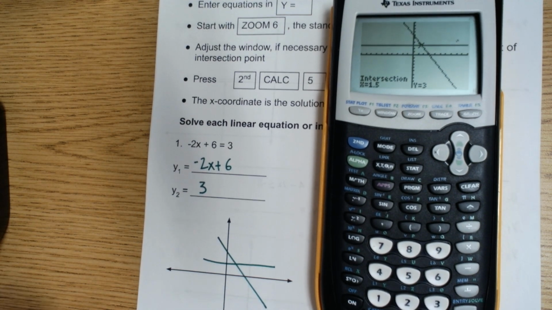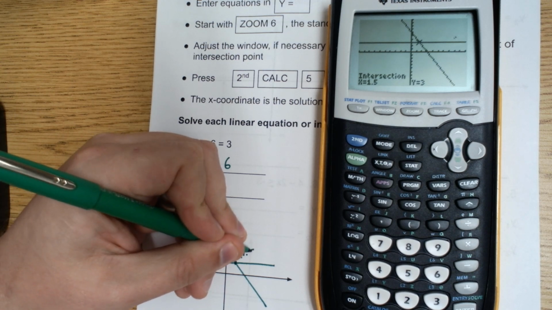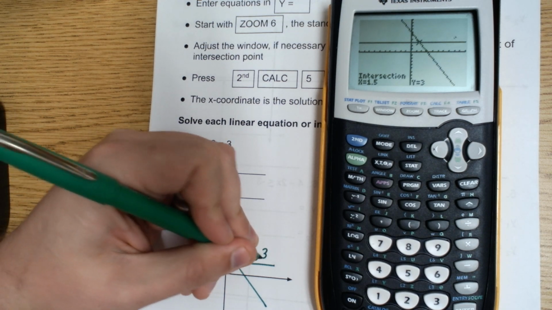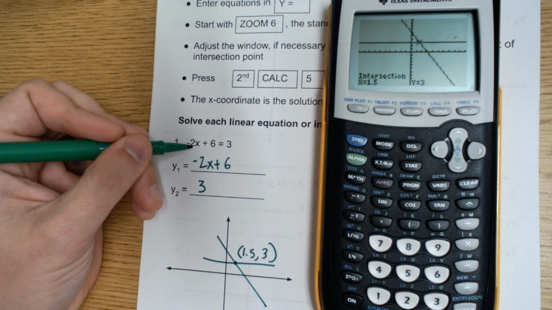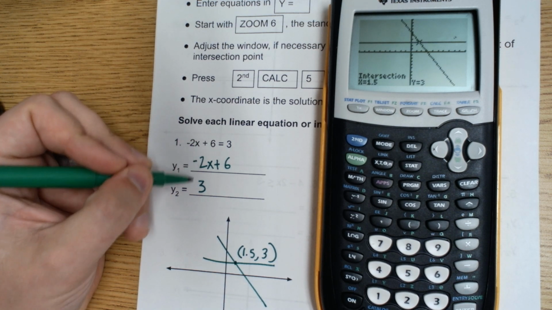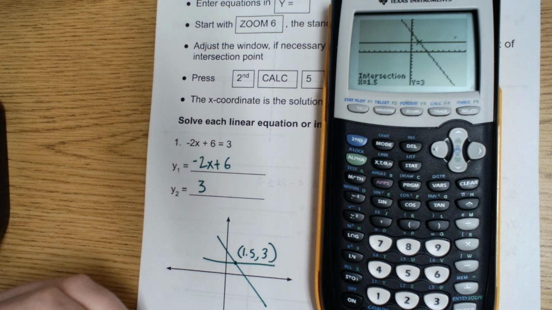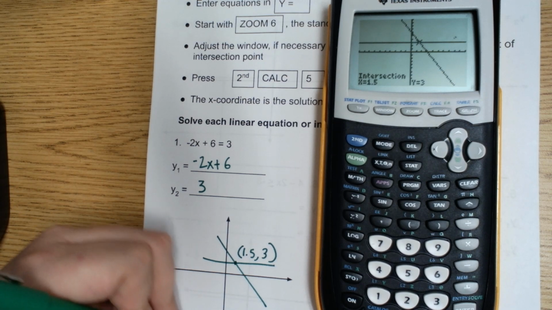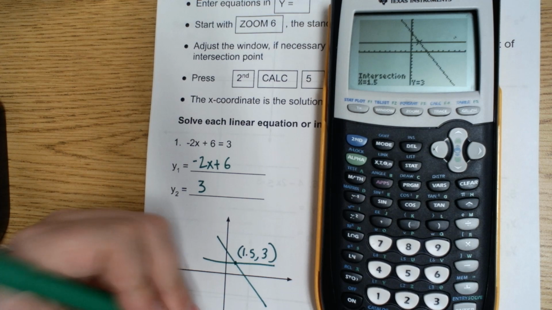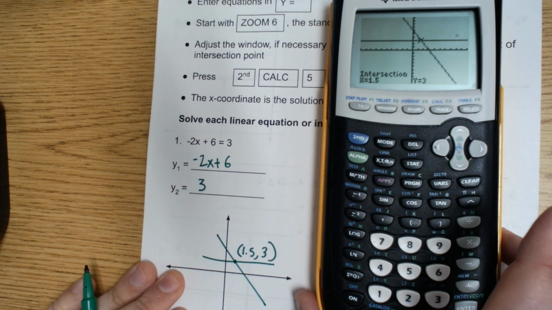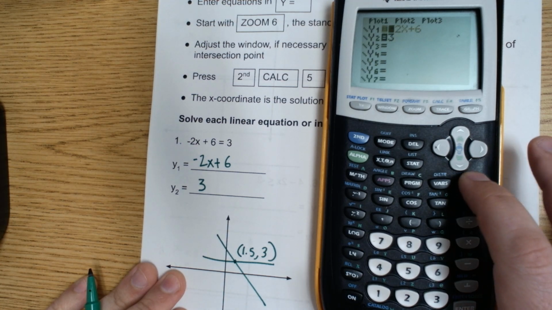So sketch out my lines here. This point of intersect would be 1.5 and 3. Now the answer for this, because I'm looking for x when this equation equals 3, so it's going to be the x value when they're equal to one another. So x equals 1.5. And if we solve that out algebraically, you would get the same thing. So let's look at another one.